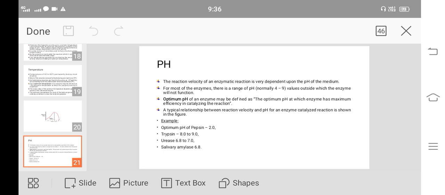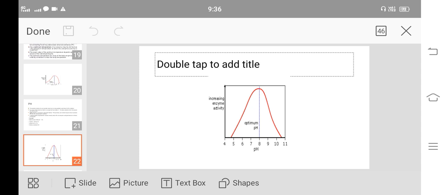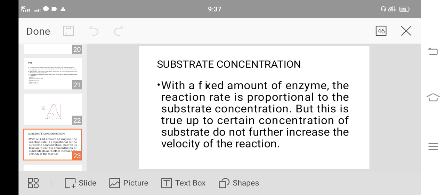Some examples: pepsin, a proteolytic enzyme, has an optimum pH of 2.0; trypsin 8.0 to 9.0; urease 6.8 to 7.0; salivary amylase 6.8. Some enzymes have an optimum pH of 8, at which their activity increases. Substrate concentration is also one of the factors affecting enzyme activity.